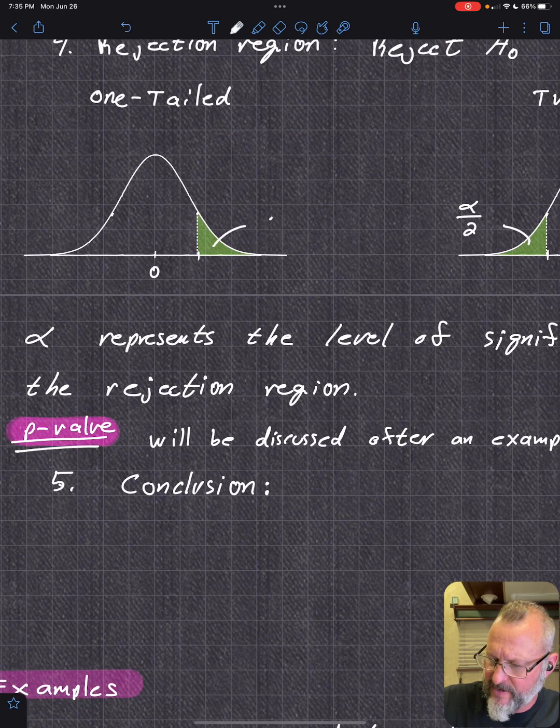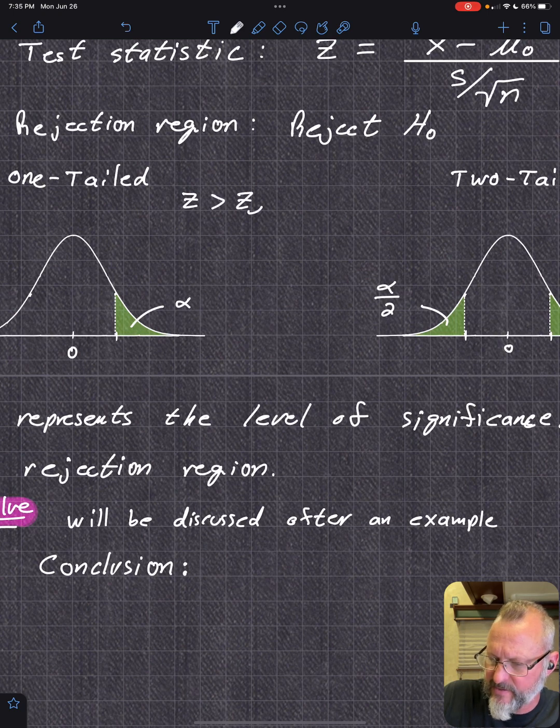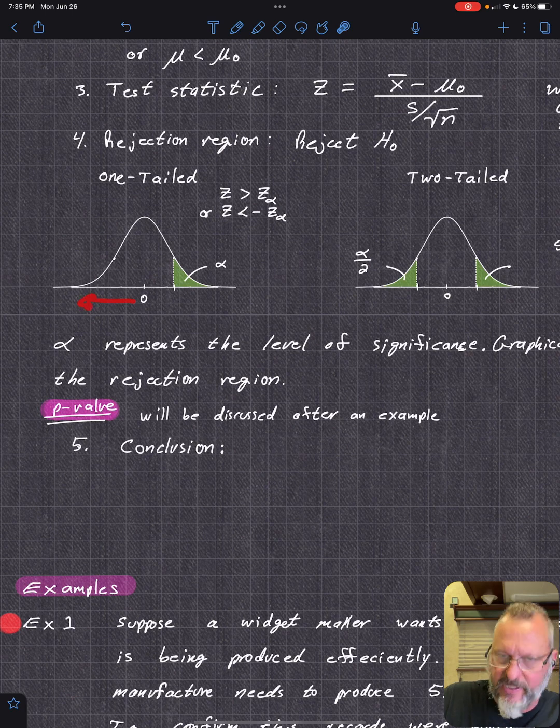This is your alpha. It could be on the left side or right side, but that's a one-tailed test. So this is when we are saying that Z is greater than Z sub alpha, or Z is less than negative Z sub alpha. And that will be down here. The negative cases will be to the left of 0.